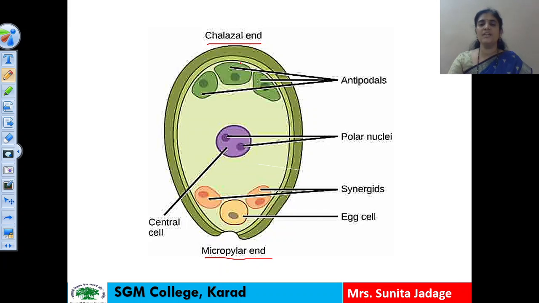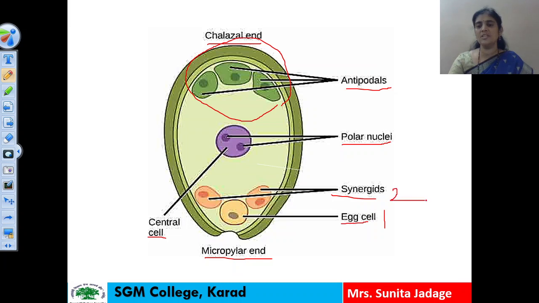Towards the chalazal end, 3 cells are present. You can see here these 3 cells, these are known as the antipodal cells. In the center, 2 nuclei are there. These are known as the polar nuclei and the cell is known as the central cell. And towards the micropylar end, a 3 celled egg apparatus is there. Out of that, 1 central is known as the egg cell and 2 lateral cells are known as the synergids.